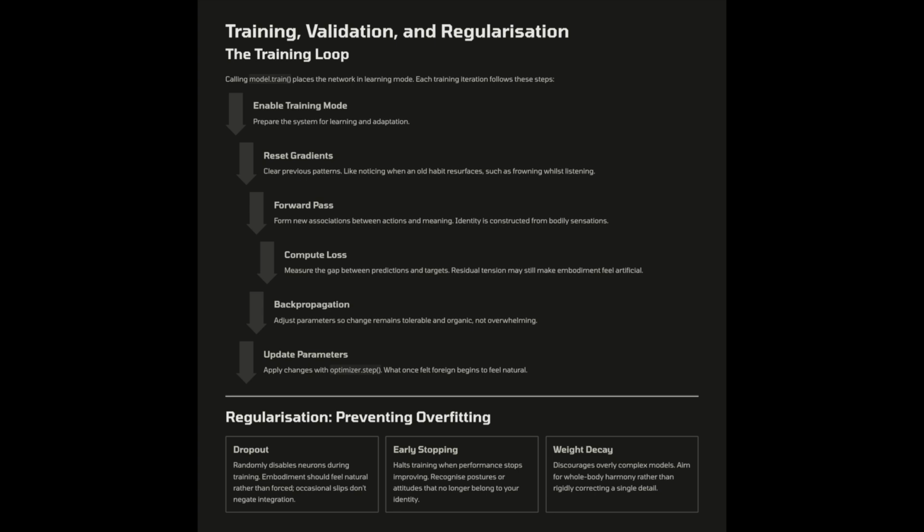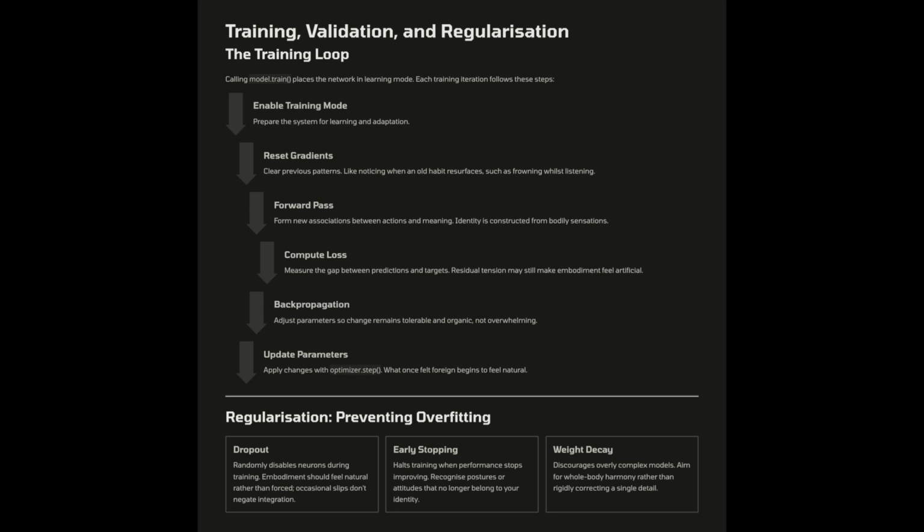To track progress during training, we often use tqdm, which displays loss, accuracy, and timing across epochs. Over time, the model refines its parameters, evaluates outcomes, and stabilizes learning. To prevent overfitting or instability, we apply regularization techniques. Dropout randomly disables neurons during training. Embodiment should feel natural rather than forced. Occasional slips do not negate integration.